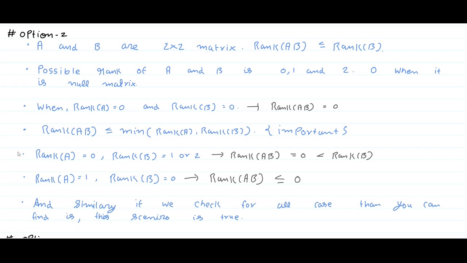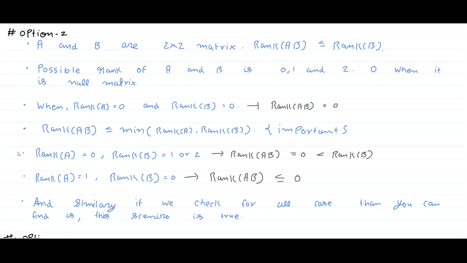Now, suppose a case where the rank of A is 0 and the rank of B is any of the three. In this case, the rank of AB is always going to be the minimum of 0 and rank of B, which always results in 0. So in this case, the statement is valid. And similarly, if we check this for all the other cases, like when rank of A is 1 and the rank of B is any of the three, or rank of A is 2 and the rank of B is again any of the three, then in both cases we can conclude that this statement is valid. So statement 2 is valid.